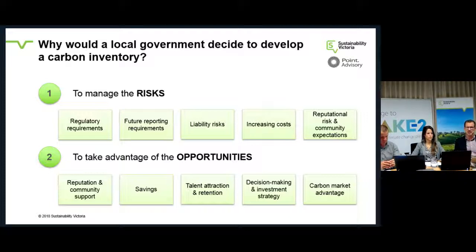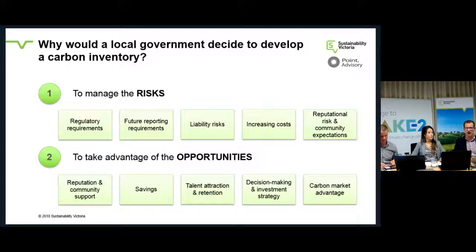So whilst the carbon price is now gone, that's just an example of where a regulatory requirement could impose carbon accounting requirements on local governments. And as far away as it may seem to many of us at the moment, the consensus still seems to be that a carbon price is the most efficient way of dealing with climate change, so it's not beyond the realms of possibility to imagine that a carbon price may re-emerge at some point in the future. Which brings us to future reporting requirements.